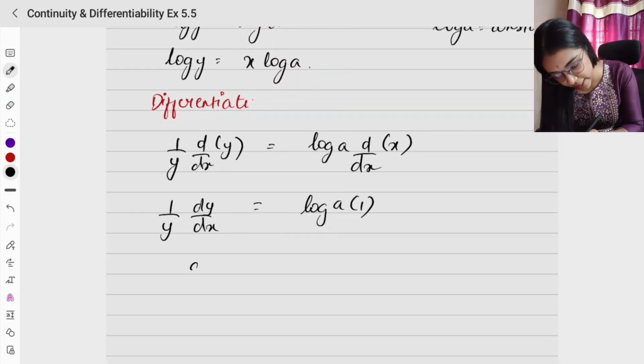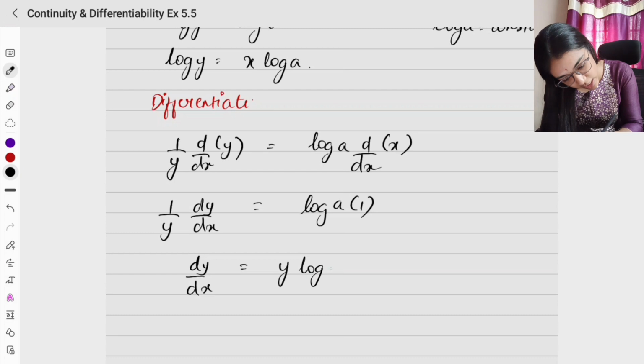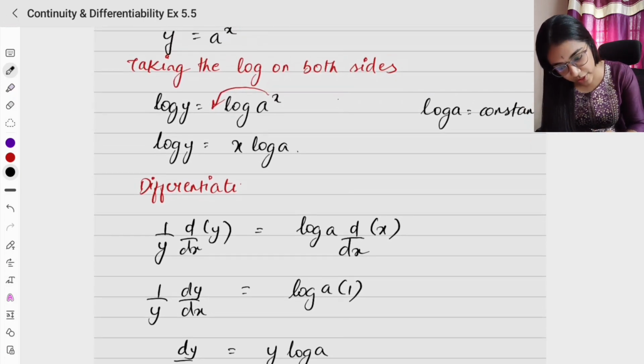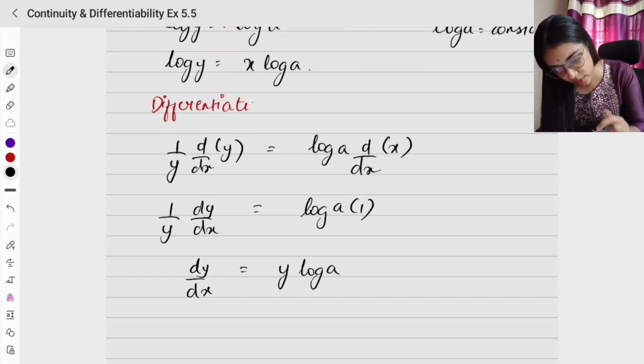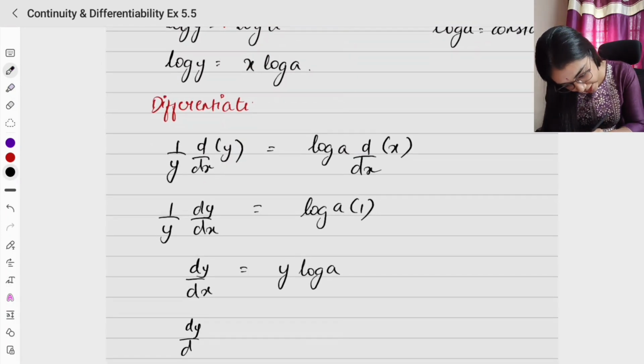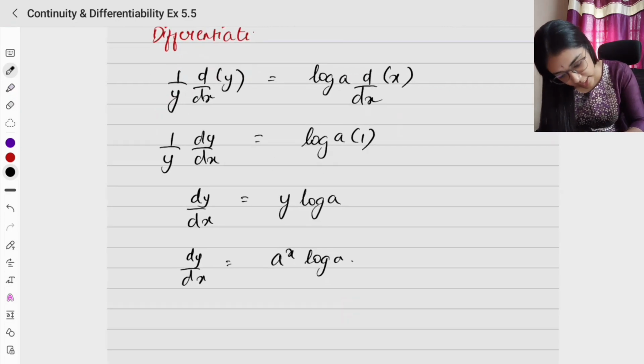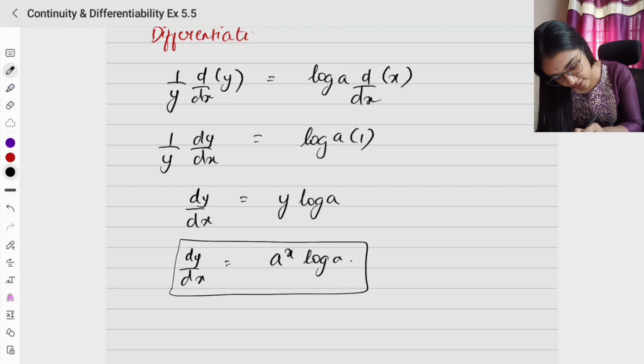So dy by dx is equal to y times log a, but what is my y according to the question? It is going to be a to the x. You see here, y equals a to the x. So I have dy by dx equals a to the x log a. Okay, as simple as that. So this is my final answer. Okay, please copy.